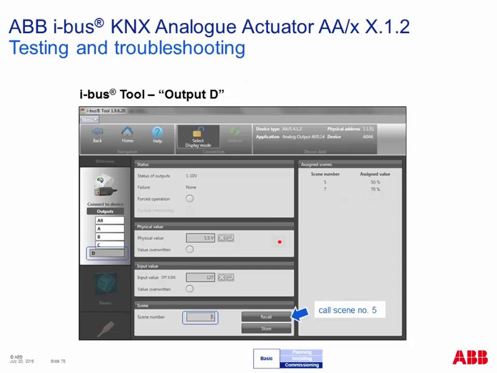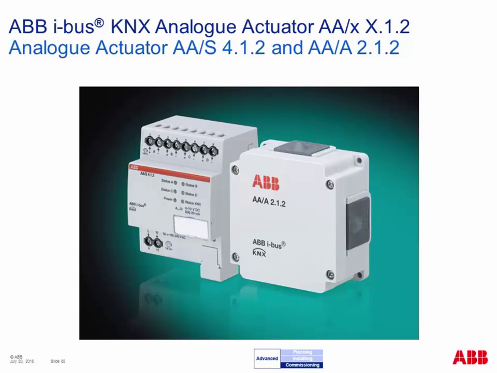So with this feature of the IBAS tool, really you can do diagnostics and you can check the settings and the behavior of your parameterization. When there is a mistake or something not correct, close the IBAS tool, go back to the ETS, change the parameters and download the application again and test again via the IBAS tool the behavior of the output. Good, so far the basic level of the device.